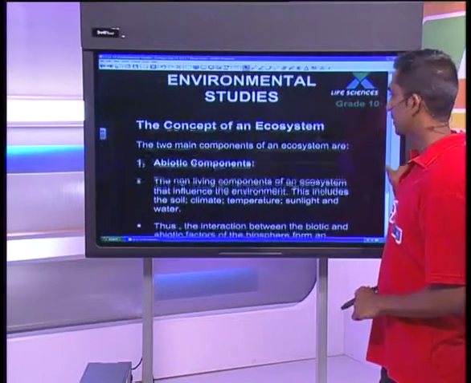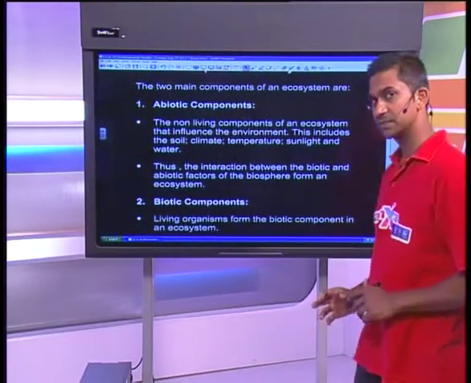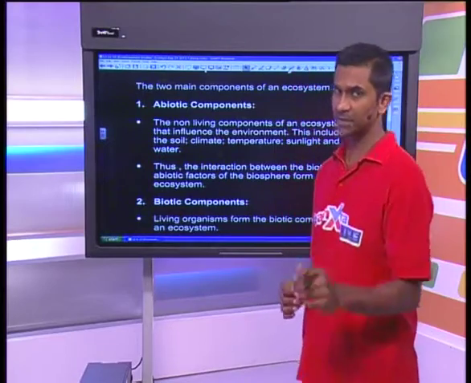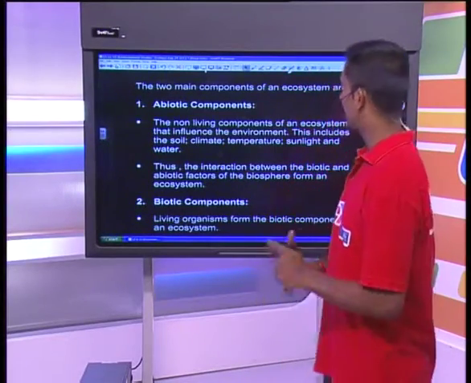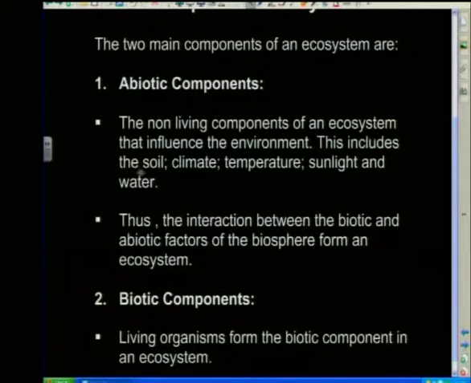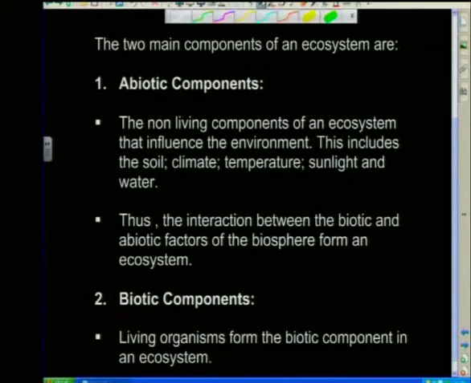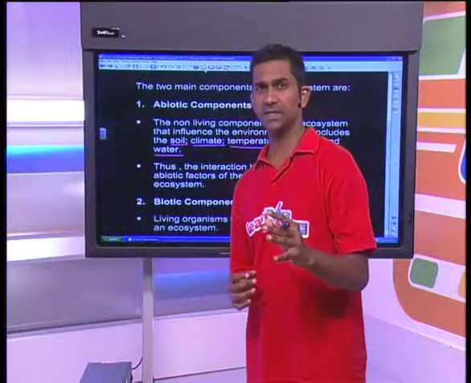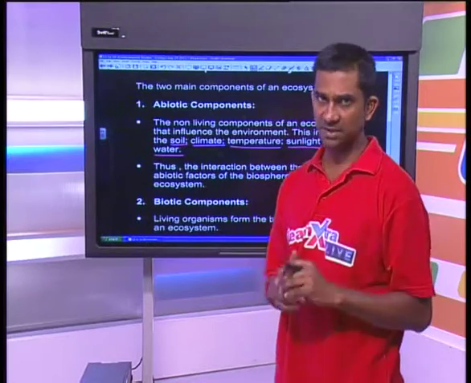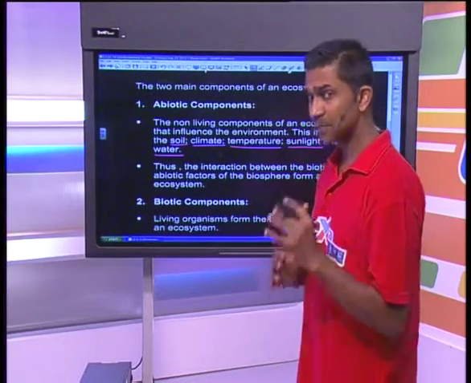Last week we looked at the abiotic components in an ecosystem, and just to recap again, we said that the abiotic components refer to the non-living components in an ecosystem, and these included the soil, the climate, temperature, sunlight, and water. And we said that the abiotic components have a significant impact on the living organisms in an ecosystem.